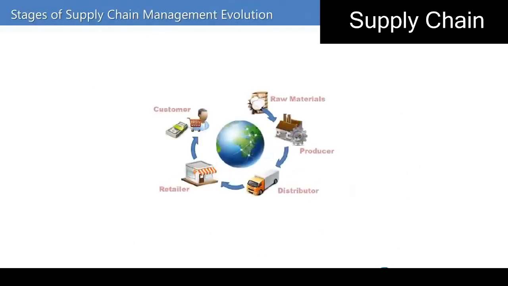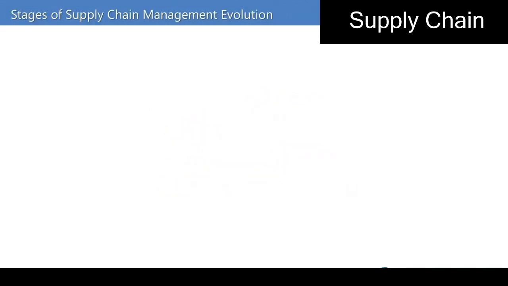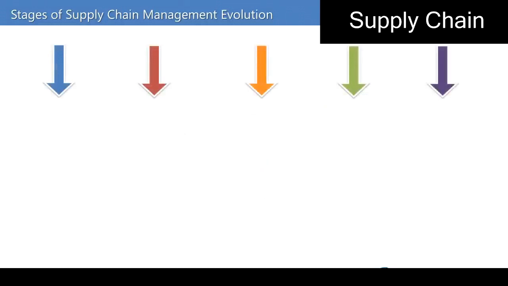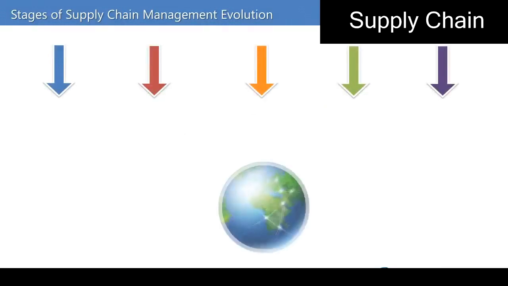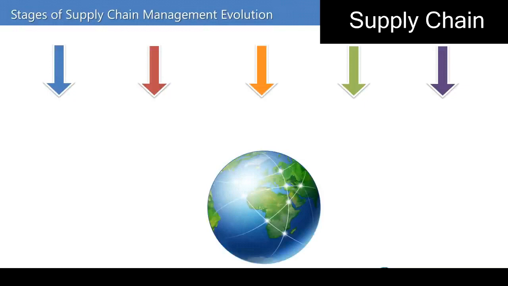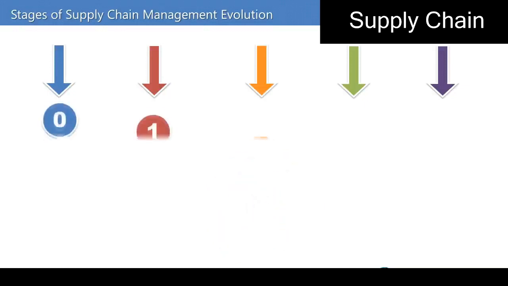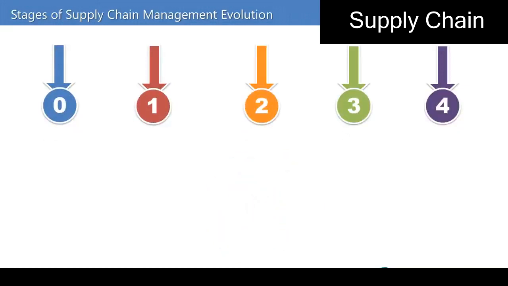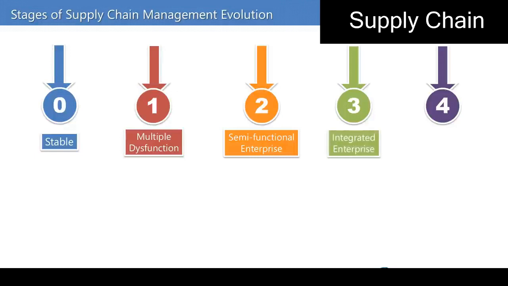Stages of supply chain management evolution. The advances in supply chain management are reflected in each supply chain's development. There are typically 4 or 5 sequential stages globally and within organizations. Starting from stage 0 to 4, they are stable, multiple dysfunction, semi-functional enterprise, integrated enterprise, and extended enterprise.